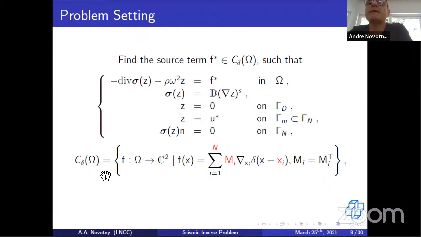Here, F belongs to this set C delta, which is a complex valued function, written in the form of a summation of a number n of dipoles with centers at xi. And this tensor M is a second order symmetric tensor, the so-called moment tensor, which represents the nature of the fault we are looking for. So finding the solution to this inverse problem means finding the number of microfaults, their location, and their nature. The main quantity here is this tensor M, so we want to reconstruct a tensor quantity from boundary measurements.